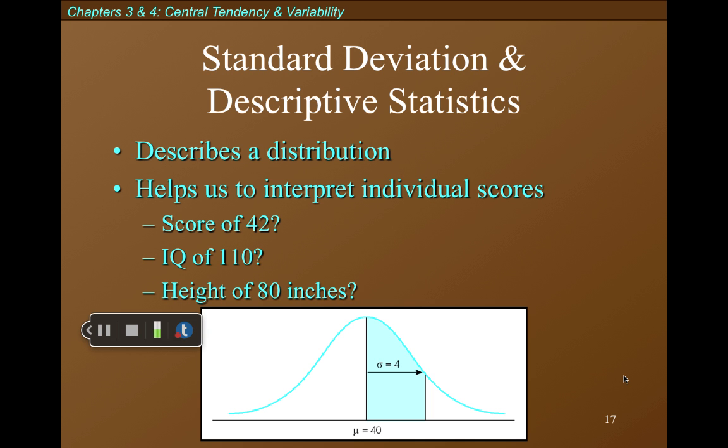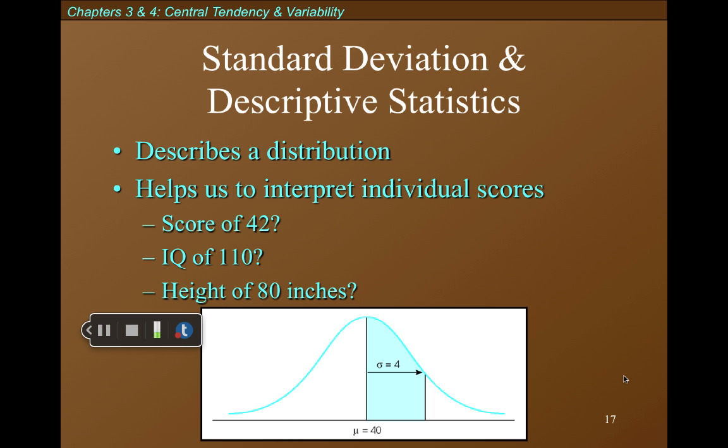It also helps us to interpret individual scores in that distribution. So a score of 42, in this one that we're looking at below here, is going to be just about half a standard deviation above the mean. So it's still fairly close to the mean. You're a little bit better than average, but not a lot better. An IQ of 110, if we know that the mean IQ is 100, and if the standard deviation is 10, then we would know that our IQ is 1 standard deviation above the mean.